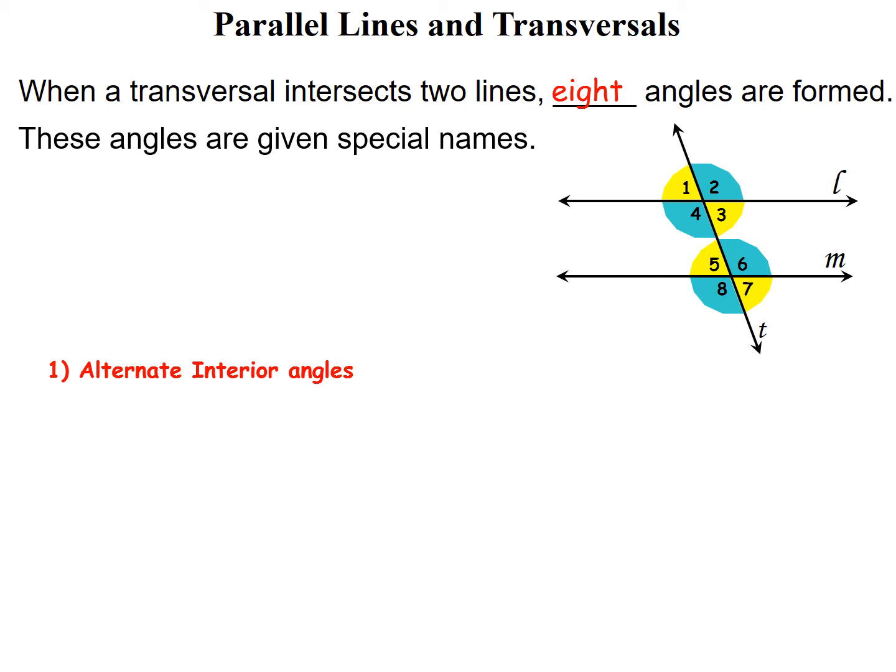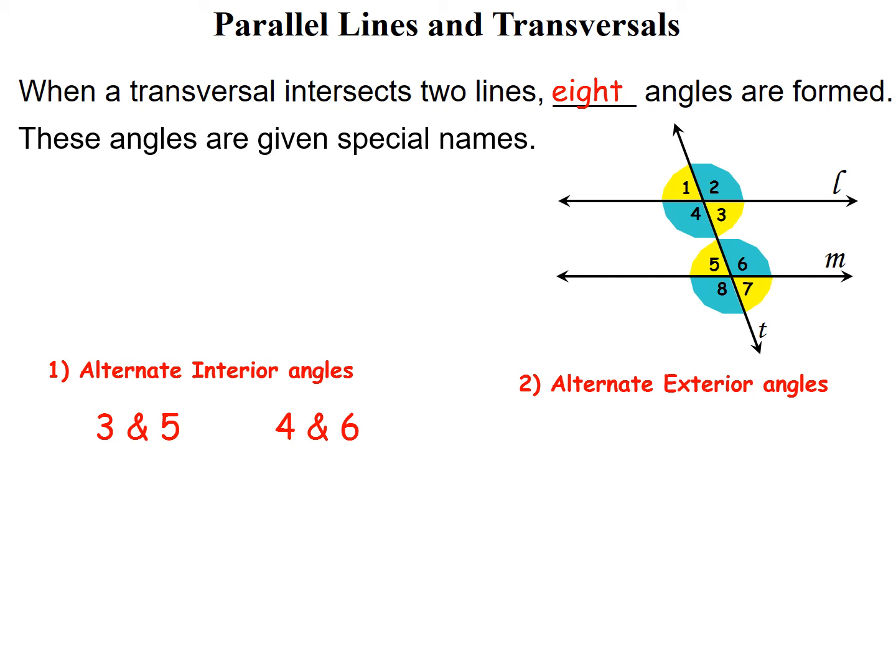So the first one would be alternate interior angles. Alternate interior angles are on opposite, alternate sides of the transversal, but they lie between the parallel lines. So that makes sense. Opposite sides, lies inside the parallel lines. So inside the parallel lines L and M, we have angles 4, 3, 5, and 6. But we want opposite sides of the transversal. So 5 and 3 is a pair, and then 4 and 6 is a pair. So we can write those down under alternate interior.